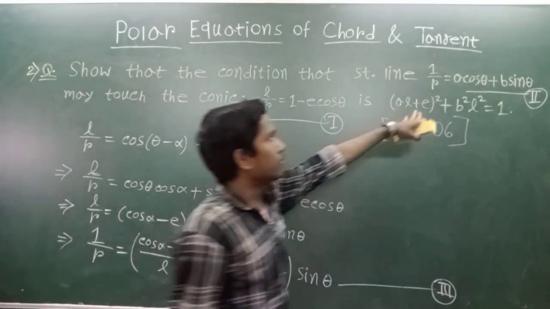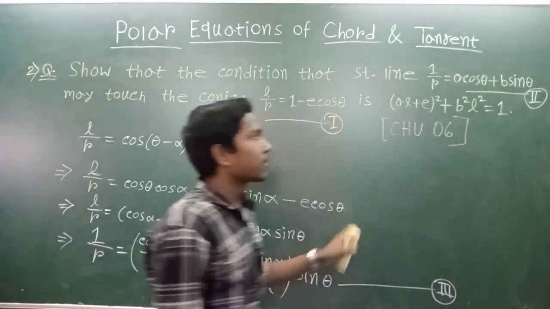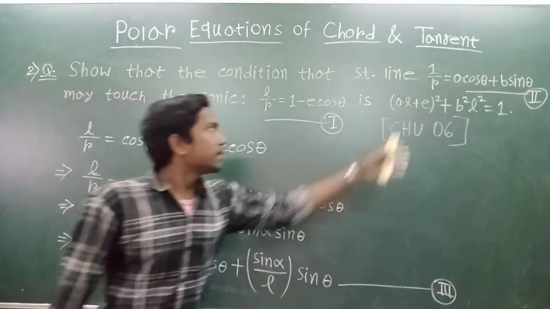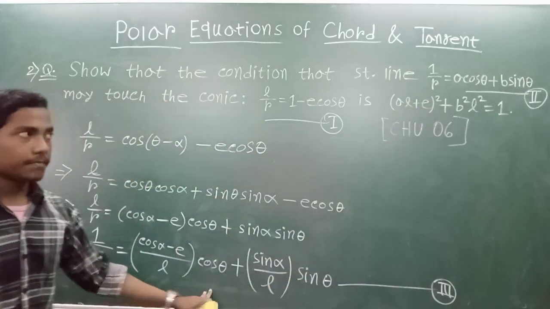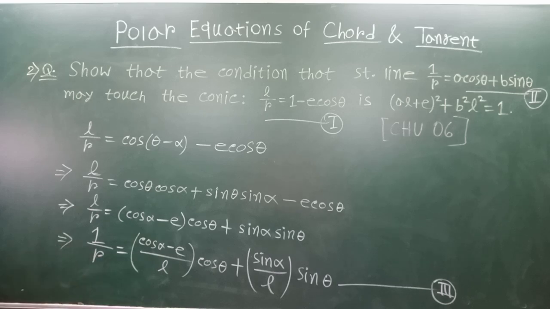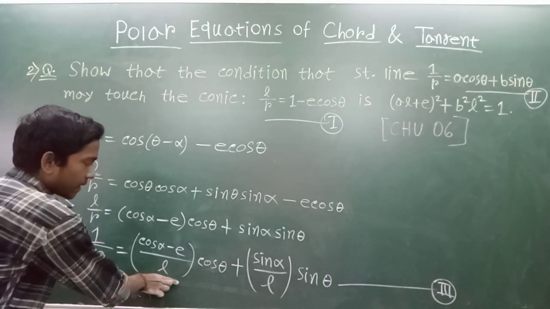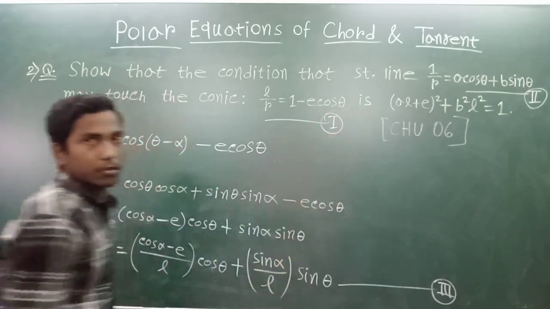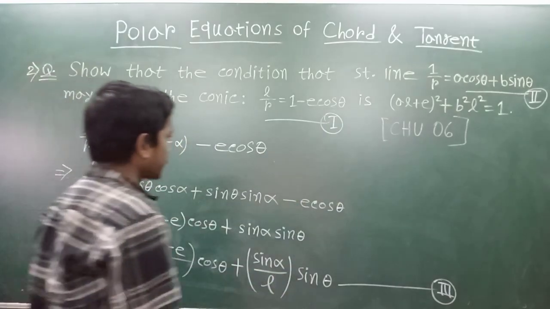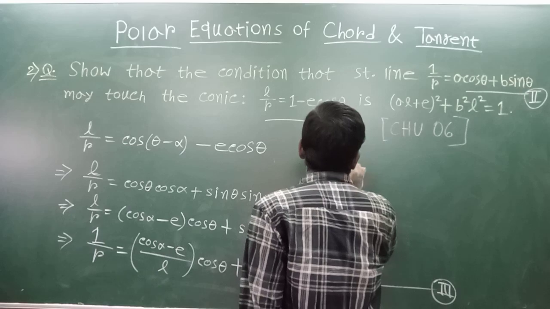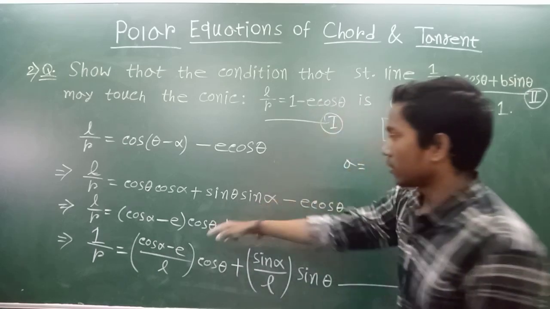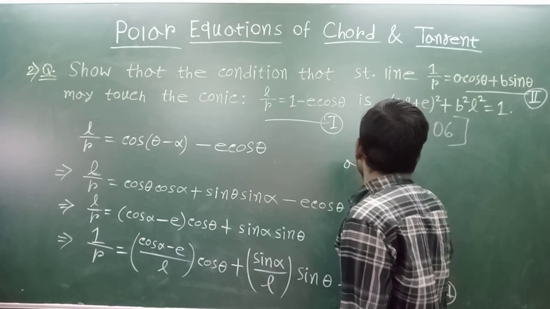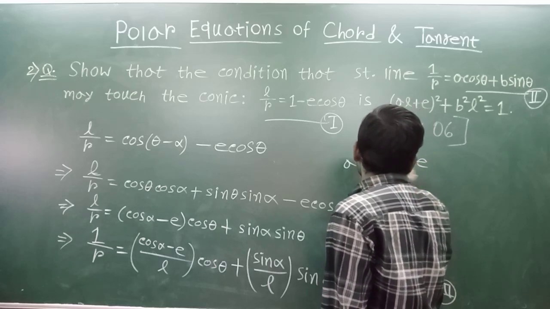Now we come to equation 2. This is the straight line which touches the conic at one point, so it becomes a tangent to the conic. So this equation is comparable to that equation, and comparing both equations we can write this constant is equal to A and this constant is equal to B. So we get A is equal to cos alpha minus E by L.